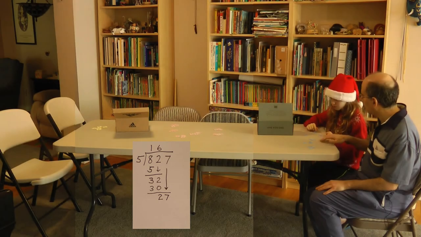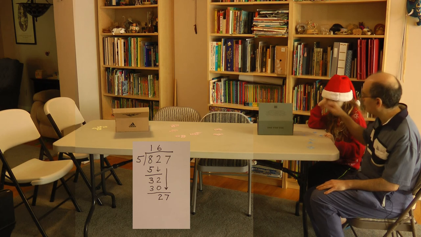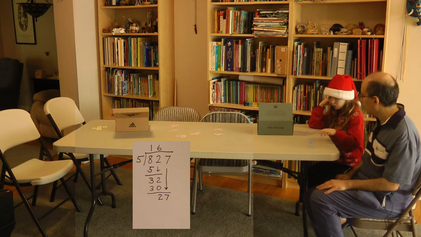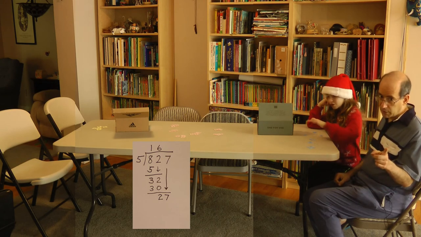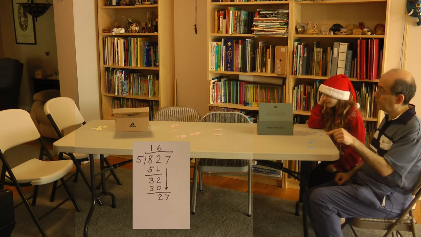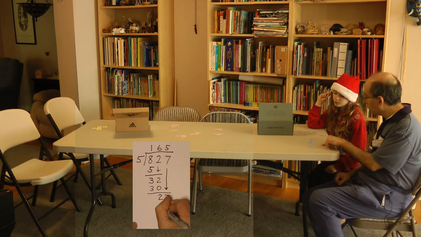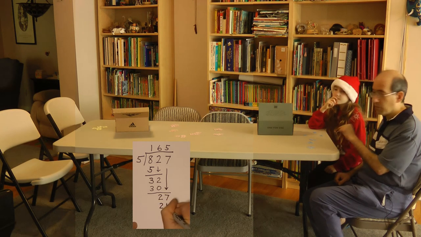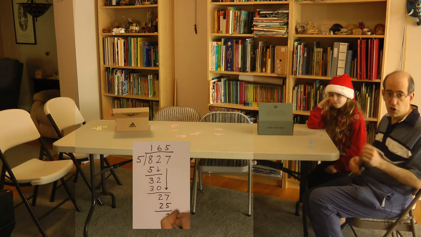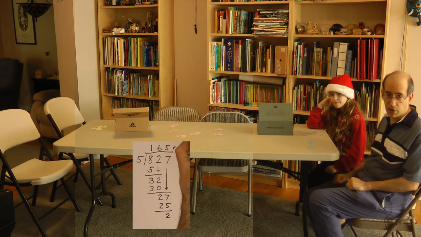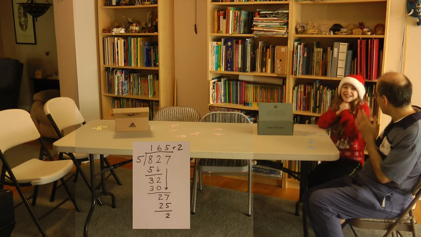1, 2, 3. So 1, 2, 3, 4, 5, and 2 left. So let's see. 5, 10, 15, 20, 25. Yep. Wait, 5 and 2. 10, so 15, let's see. 20. We got one group of hundreds. 27. We got 6 groups of tens. That's 100 plus 60 plus 5 groups of ones. So that's 5 with 2 left. So that's 165 with the remainder 2. And wouldn't you know, that is the answer to 827 divided by 5. So we did it. Great.